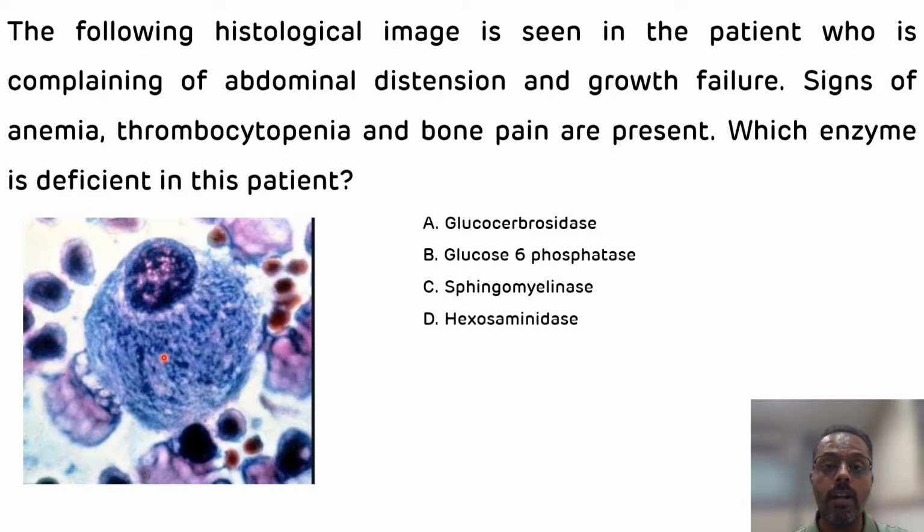crumpled tissue paper, which is also known as the wrinkled tissue paper appearance. This Gaucher cell is particularly seen in Gaucher's disease, and Gaucher's disease occurs due to the deficiency of glucocerebrosidase or beta glucosidase. So the correct answer will be A. Glucose 6 phosphatase, as we discussed in the earlier question, causes von Gierke's disease. Sphingomyelinase deficiency occurs in Niemann-Pick disease. Hexosaminidase A is deficient in Tay-Sachs disease, while hexosaminidase A and B are deficient in Sandhoff's disease. So the correct answer is A.